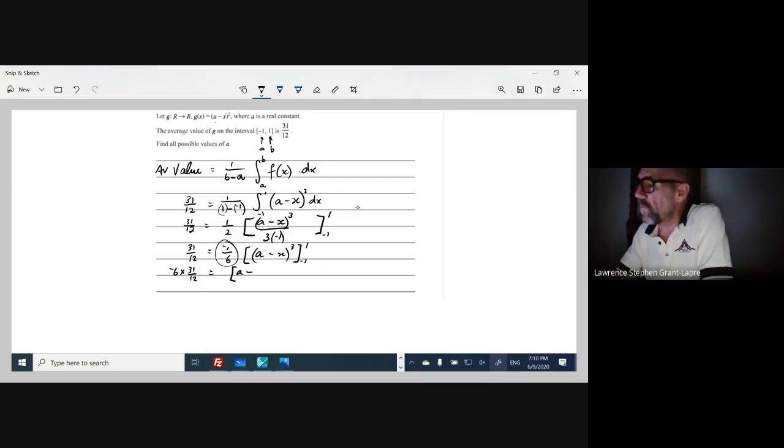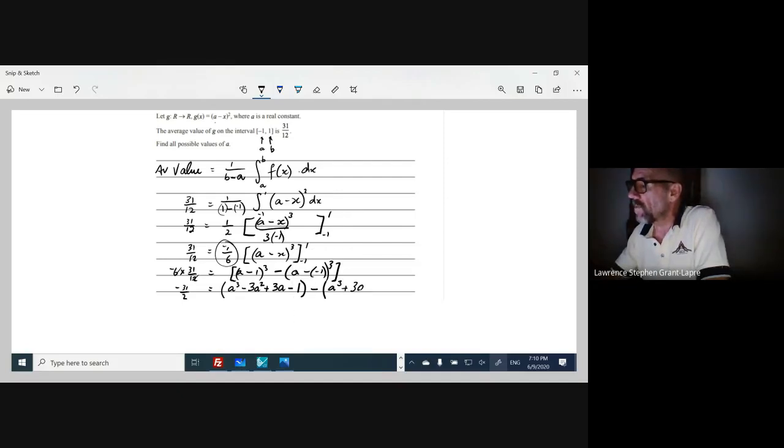Substitute the 1 in there, and substitute the -1 in there, and that is the integral between -1 and 1. This will become -31/2. Expanding the brackets, a minus 1 cubed is a cubed minus 3a squared plus 3a minus 1. Now, let's expand a plus 1 cubed. So that's a cubed plus 3a squared plus 3a plus 1.